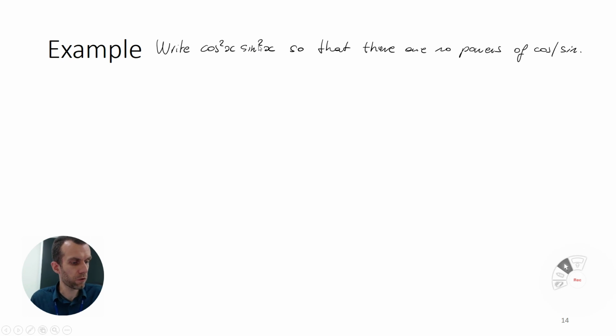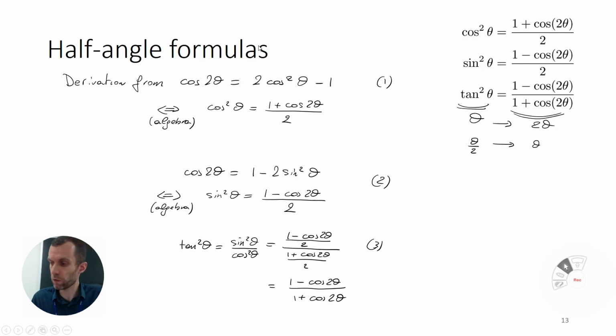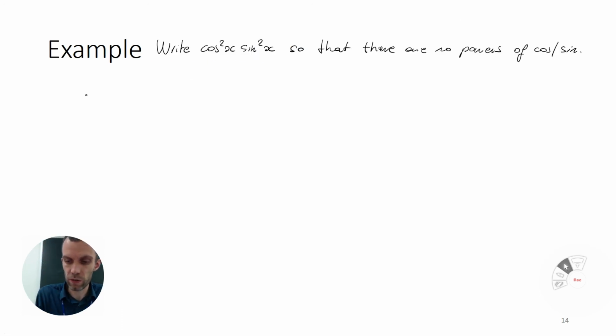And if we just skip back to this previous slide, the half-angle formulas are very good for that, because you can see on the left-hand side here we have powers, we have squares, and on the right-hand side we have no powers. So let's see if we can use that to our advantage. So we take cosine squared sine squared, and now we substitute what we know from the half-angle formulas. 1 plus cosine 2x divided by 2, 1 minus cosine 2x divided by 2.